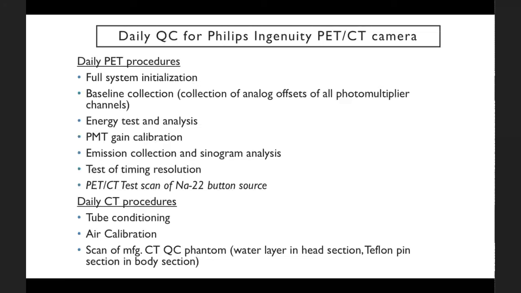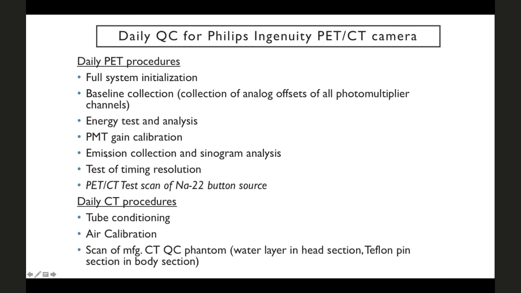Then the technologist shows up and puts a line source of activity in the field of view, and then we can measure the energy. We can make sure that the energy peaks are centered around 511 keV. In order to do time of flight measurements, we have to do a gain calibration every day because it's so dependent upon the PMT gain. So as part of daily QC, we do a calibration every day.